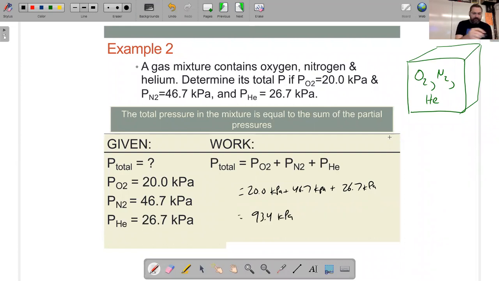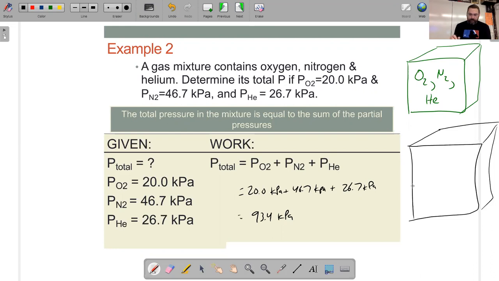A way to think about this gas is that the mix is all blended up, of course, but a certain proportion of it would be oxygen. That's not 20%, I gotta go back, because the total is 93.4. The percent that's oxygen is equal to the partial pressure, 20 kilopascal, divided by the total pressure, 93.4. So 20 divided by 93.4 is 21.4%. So this is 21.4% oxygen.